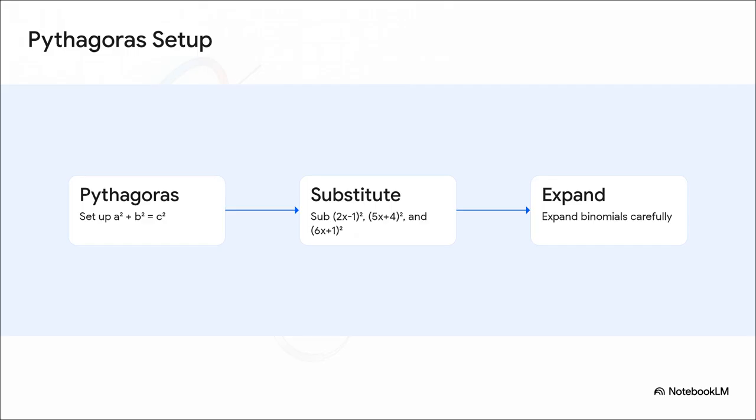We set up our classic a squared plus b squared equals c squared. Then we carefully substitute our algebraic expressions in parentheses, so we get the quantity 2x minus 1 squared plus the quantity 5x plus 4 squared equals the quantity 6x plus 1 squared. Now watch carefully, because this next step literally changes everything. We are approaching a very, very dangerous algebraic trap.